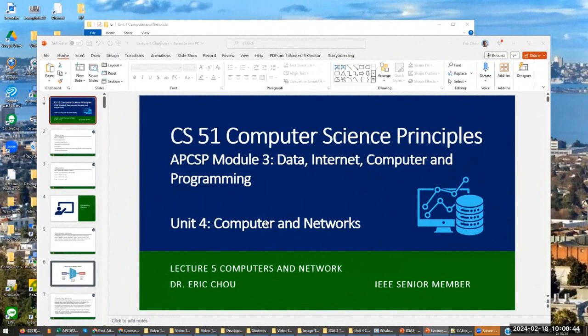We jump to Unit 4, Computer and Network. There will be two lectures on this, Unit 4, lecture 5 and 6. Today we're going to work on the computer, lecture 5, Computer 1, okay? And number 6 is more on the internet, okay?